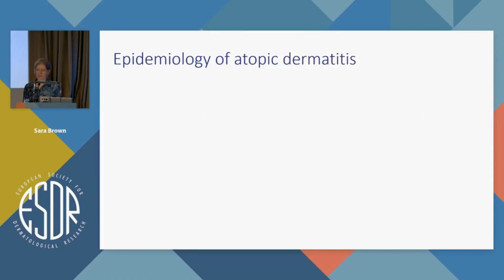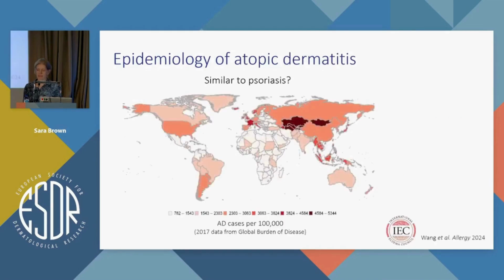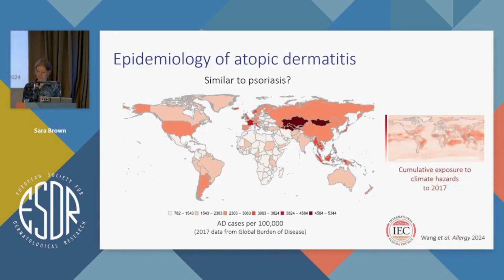So then what about the epidemiology of atopic dermatitis across the globe? In many ways, it's similar to psoriasis. You see it's tending to be more common in northern latitudes, tending to be more common in some of the western world. And this is a publication that was produced by the International Eczema Council, led by Katrina Abuabara, who linked the prevalence with also climate hazards.